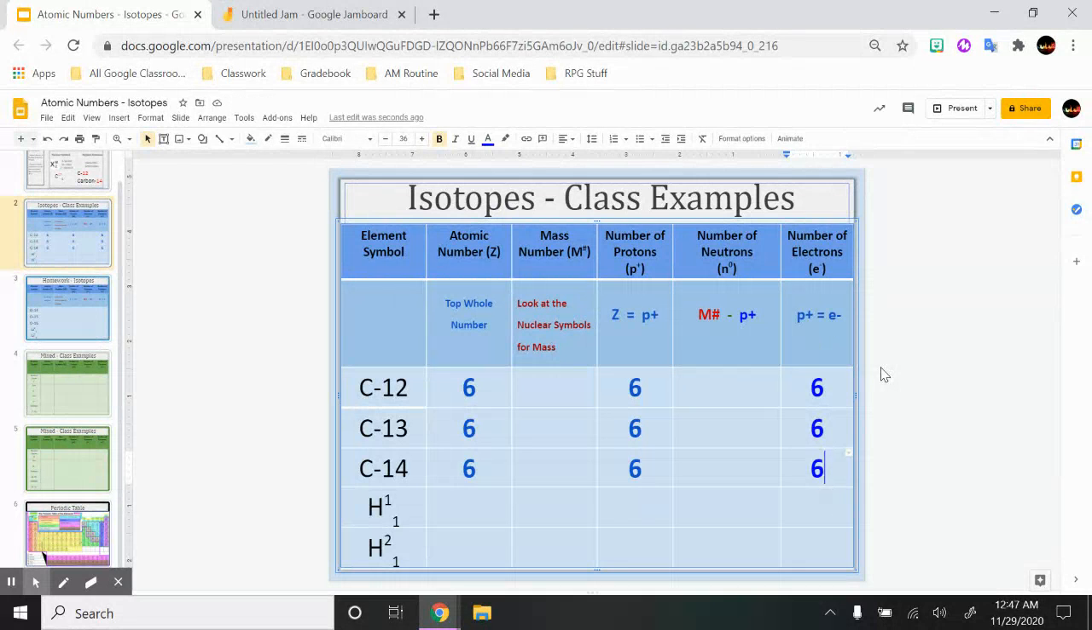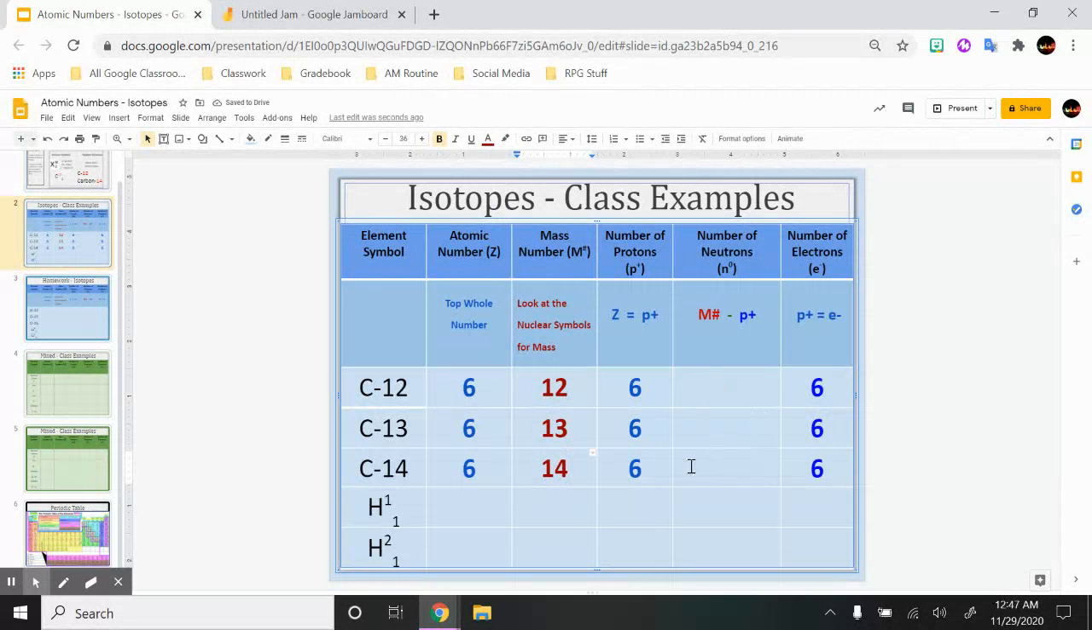Now let's look at what's going to be different for these 3 carbons. If we look at the nuclear symbols, we can see that there's a little number at the end for each. This number is our mass. It's telling you the mass right here. So for this one, it's 12, this one is 13, and this one is 14.